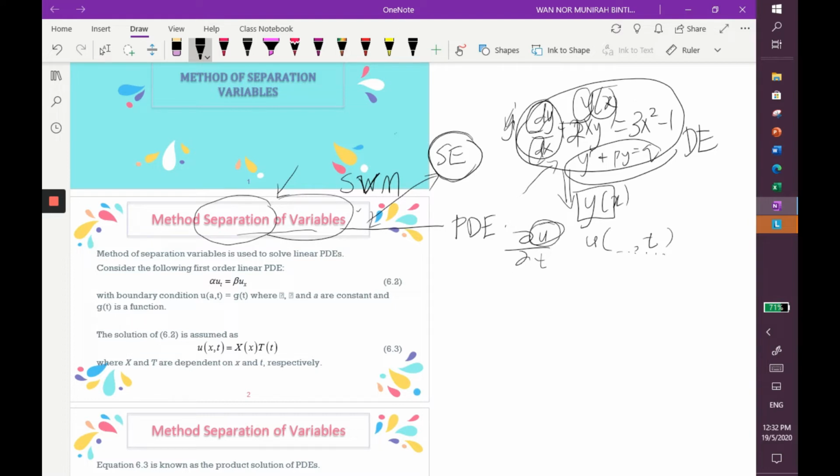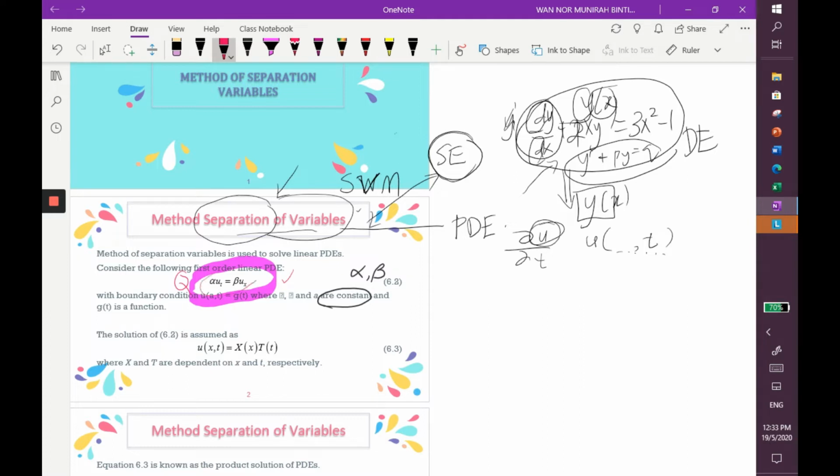Now, as I said just now, SVM is used to solve PDEs. So what is your PDE? The PDE is in the form of alpha u sub t equals beta u sub x, where alpha and beta are constants. I will note this as Q. This is your PDE, partial differential equation. I note this as your Q, which is your question. In examination, this is your question.